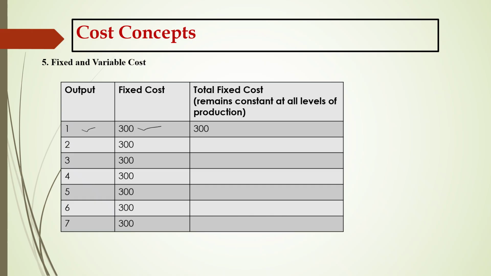300. Example, the rent. If you produce 2 products, you have to pay 300 rent. If you make 3 products, you have to pay 300 as rent. You make 4 products, you have to pay 300 as rent. So the number of output is increasing, but the fixed cost remains the same. So fixed cost does not change. It does not change with the change in output.